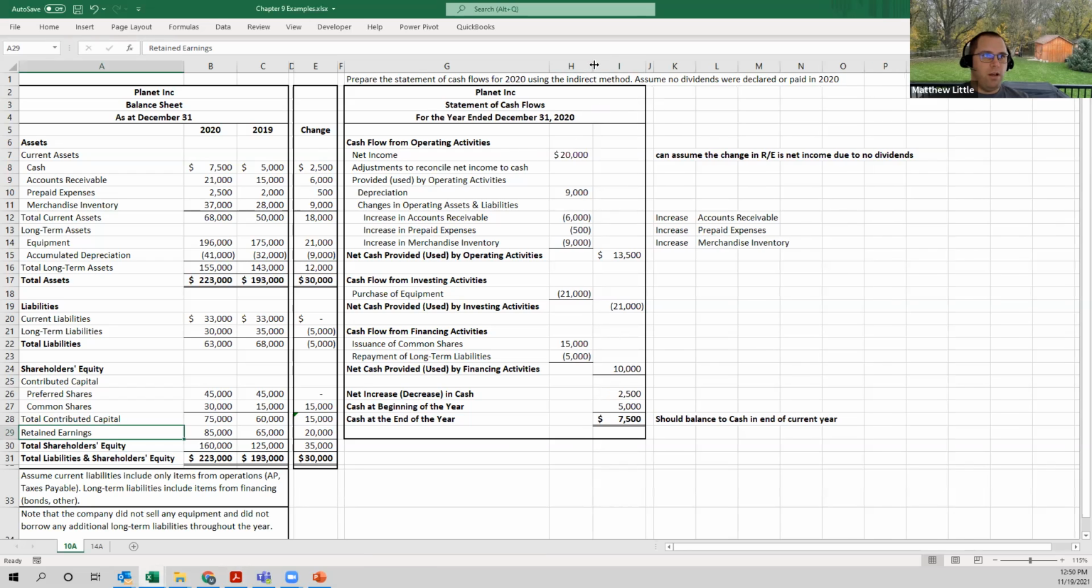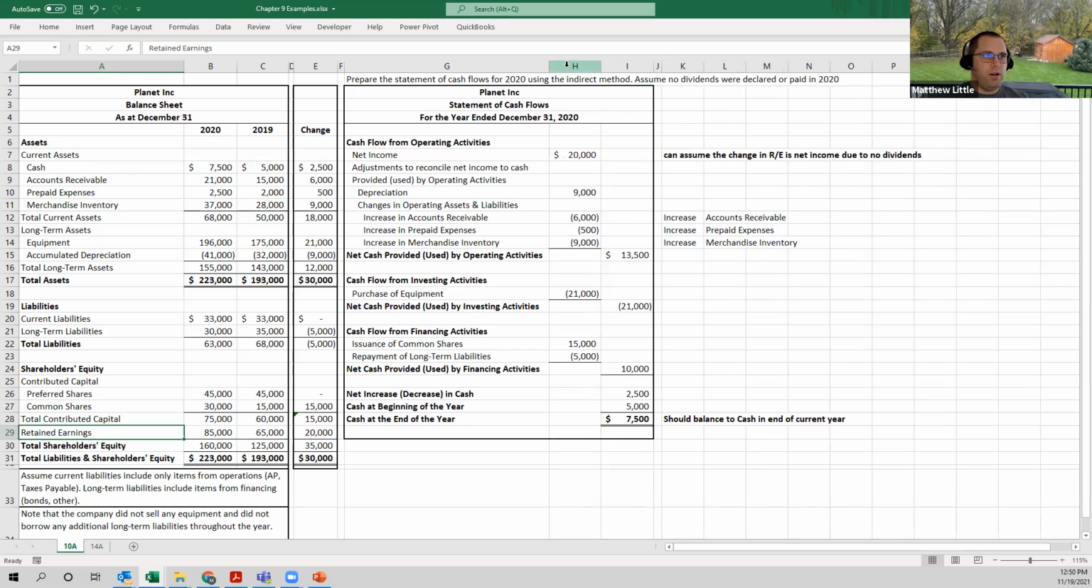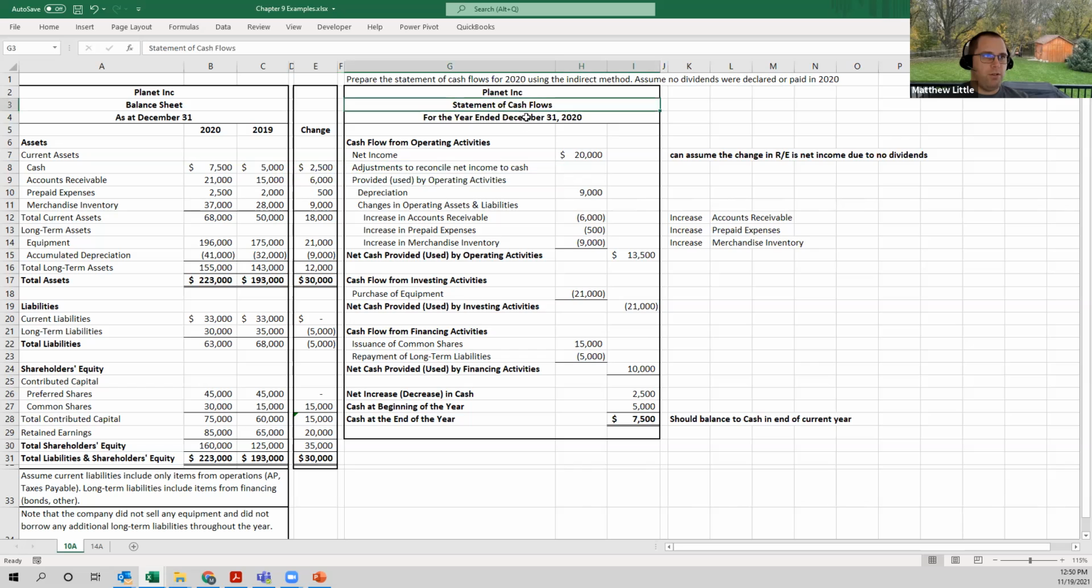So in this situation, just like every other financial statement, you start with your company name, the statement of cash flows, what period it is, and it's for the year ended December 31st, 2020. And then in the indirect method, we're starting with the net income under operating activities. It's always broken down into the three categories: operating, investing, and financing. Under operating, we start with net income under the indirect method. Since there were no dividends paid, the change in retained earnings would be our net income for the year. So the change in retained earnings is $20,000, so our net income is such.